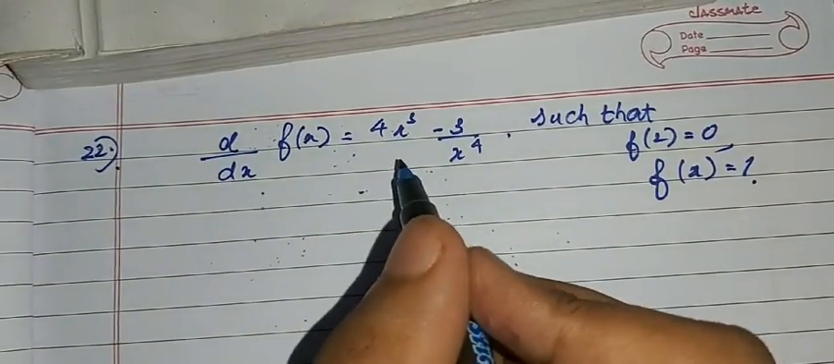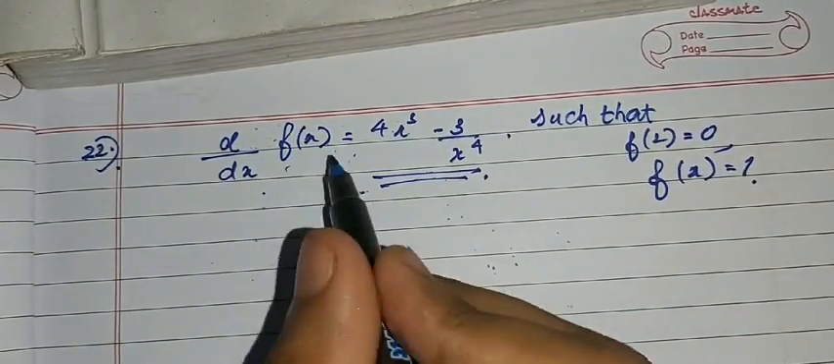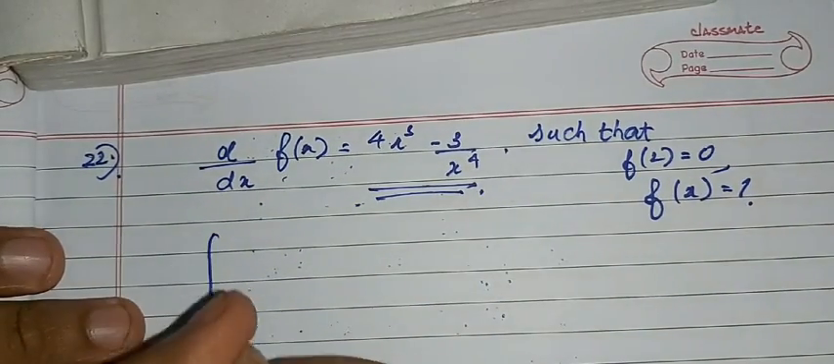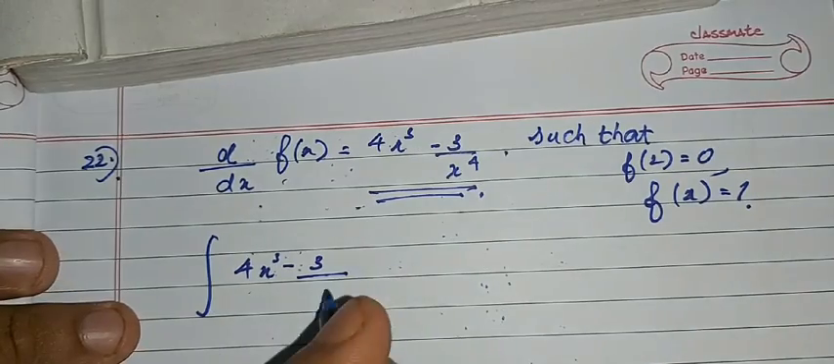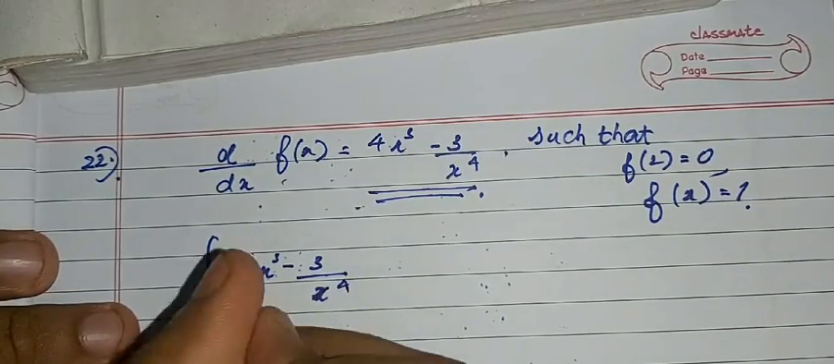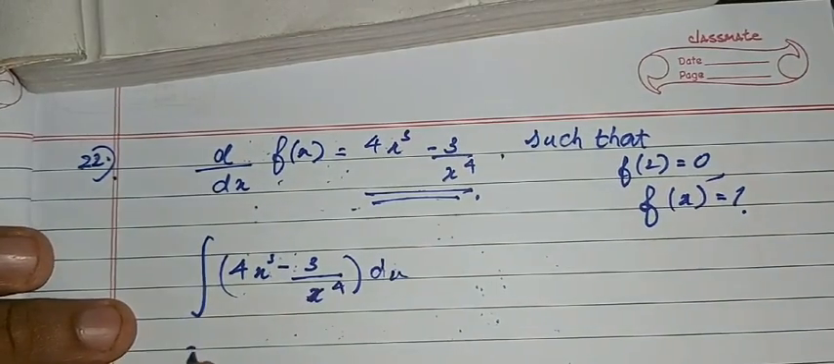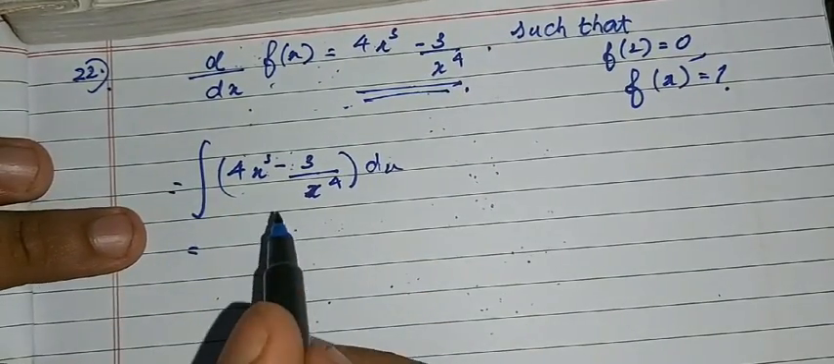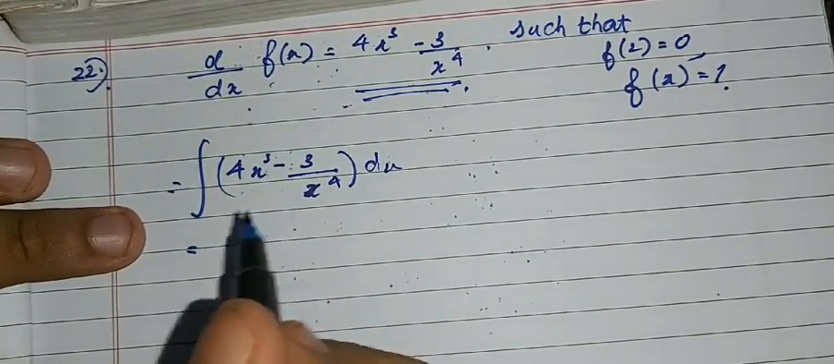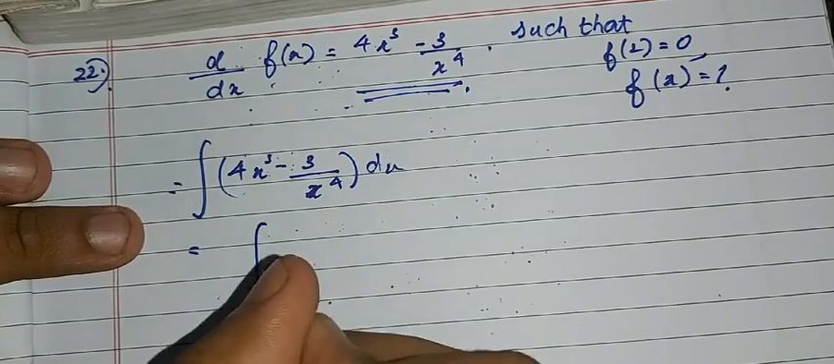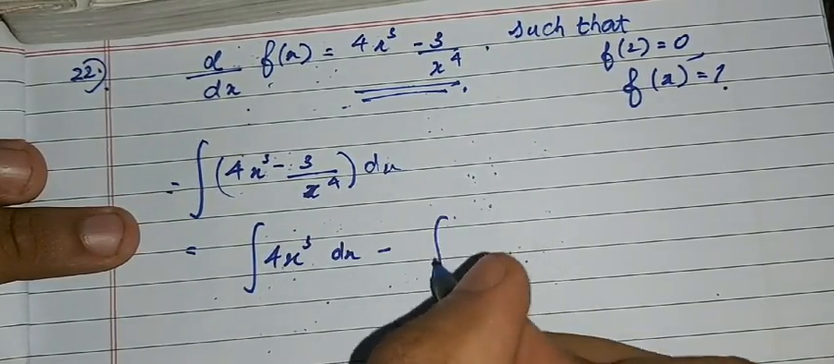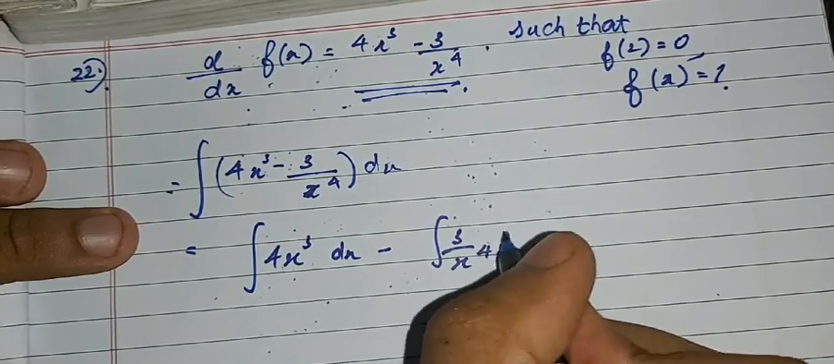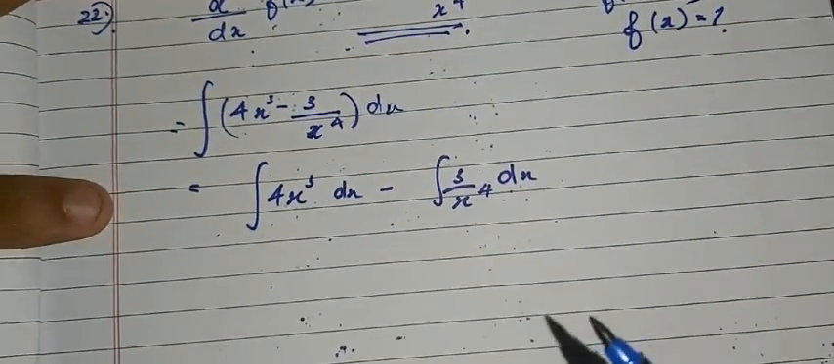So here we can take this f of x, the function, and integrate it. It will be the integral of 4x cube minus 3 by x raised to 4 dx. So we are going to integrate this. There is a minus in between, so we can split this and write it as the integral of 4x cube dx minus the integral of 3 by x raised to 4 dx.